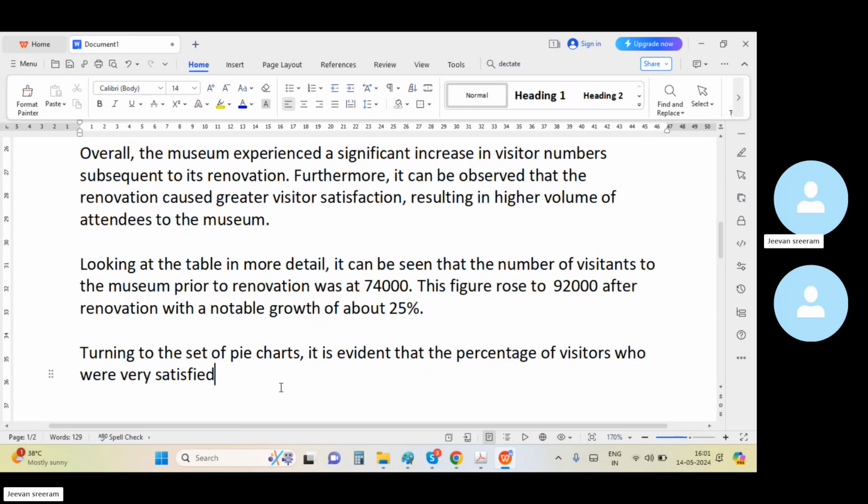Visitors who were very satisfied increased dramatically or drastically from 15% before renovation to 35% after renovation. Okay.